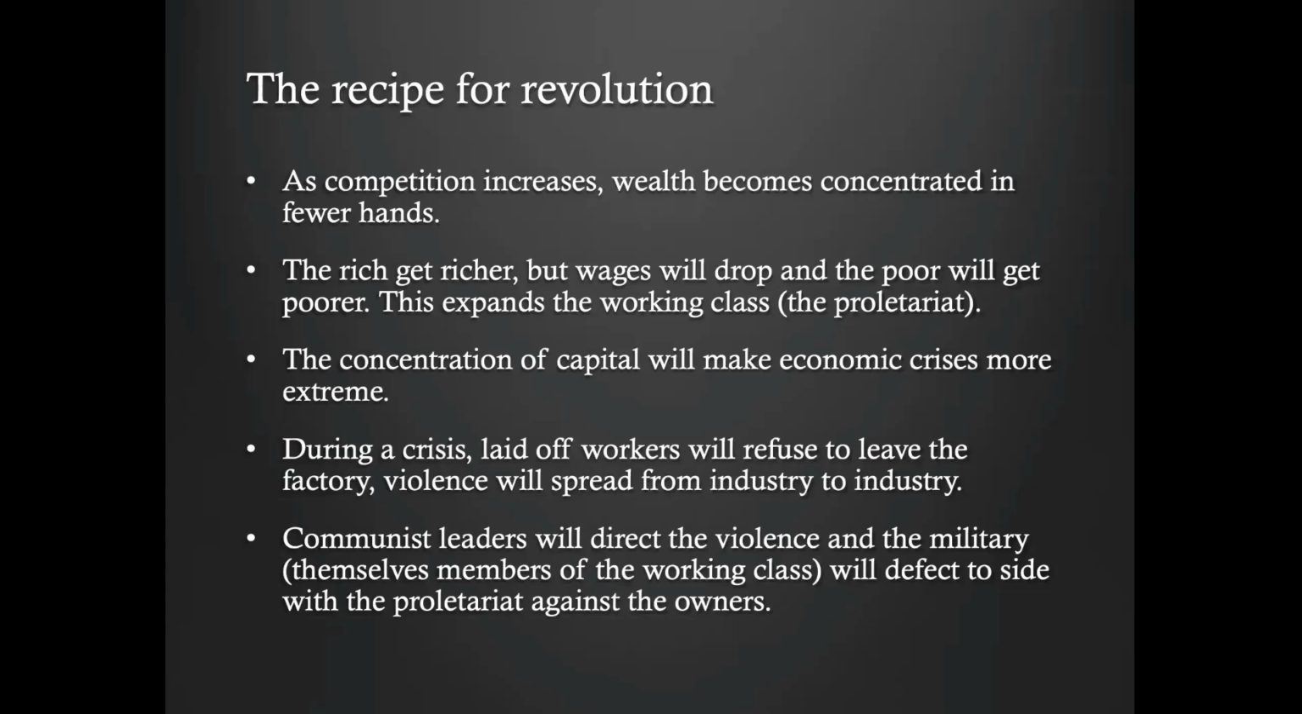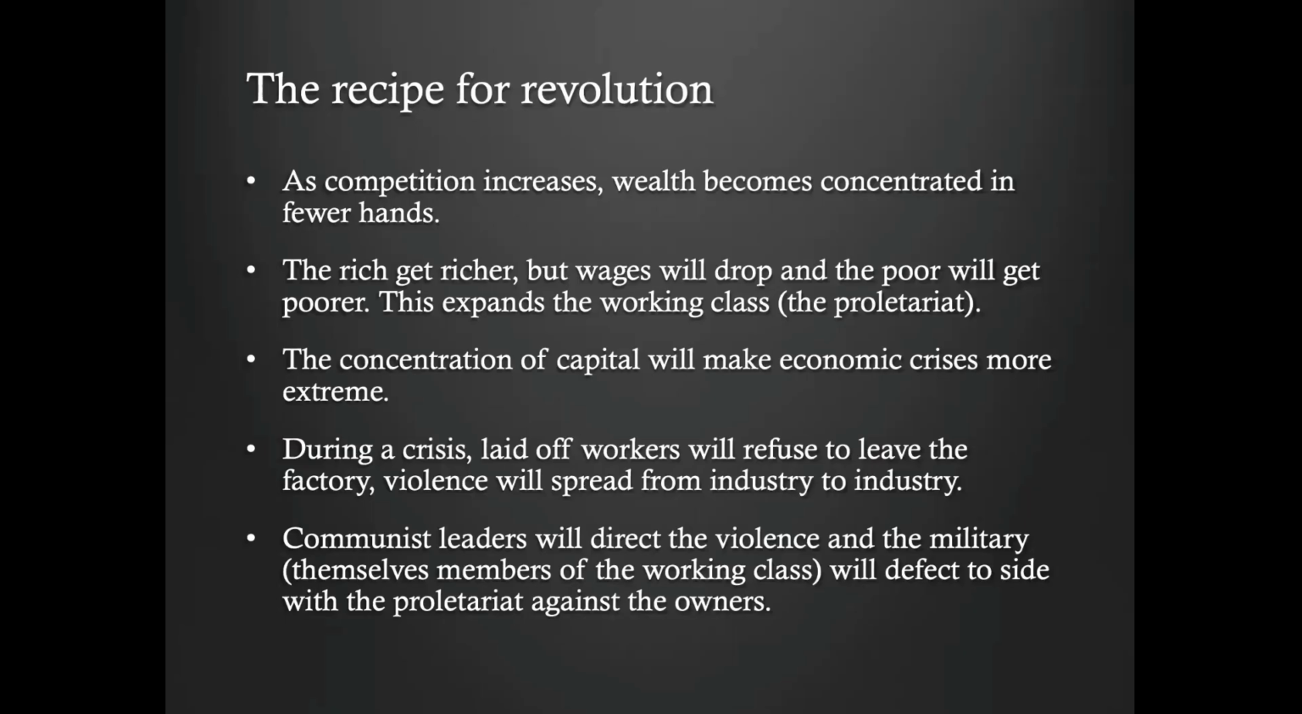During a crisis, laid off workers will refuse to leave the factories. They just won't leave. They'll say, no, we're not going. Violence begins to spread from industry to industry. Leaders will arrive and direct the violence. The military will be called in against the workers. But here's the thing. The military are just members of the proletariat too.